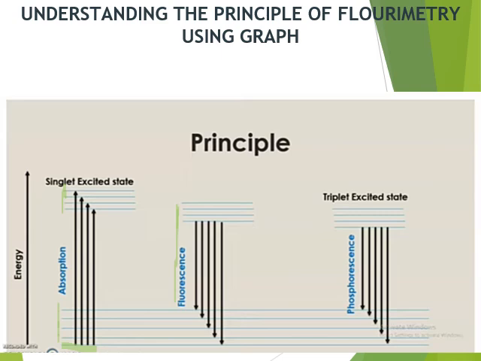So this is just the principle of fluorimetry. See, when it is around this area, it is the visible region here. This is the ultraviolet region. So hope you understand.